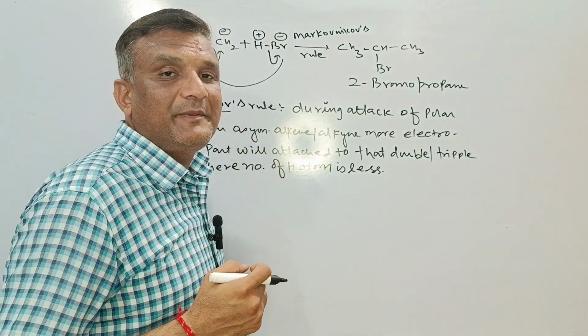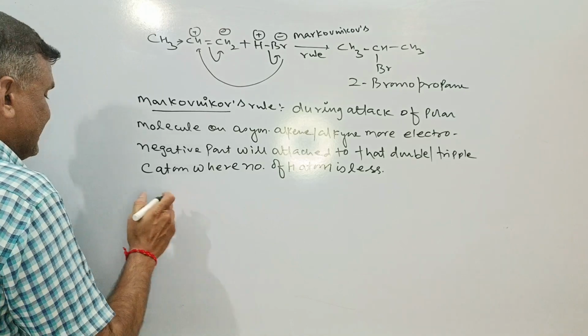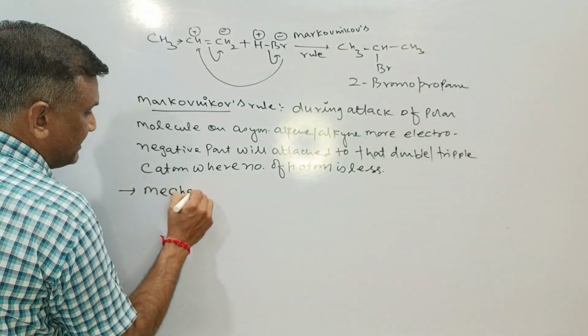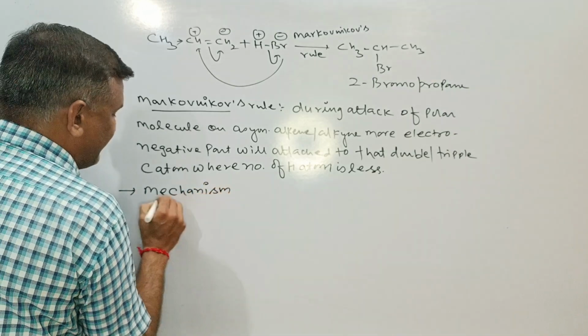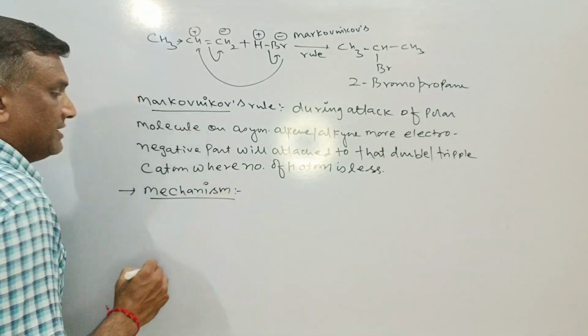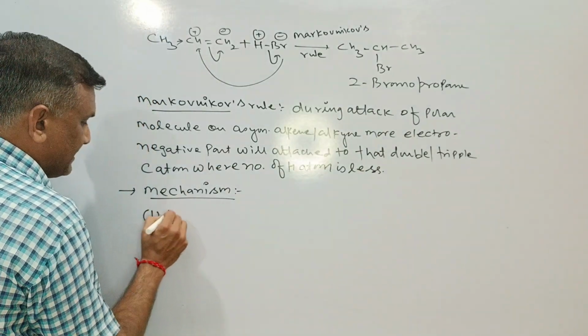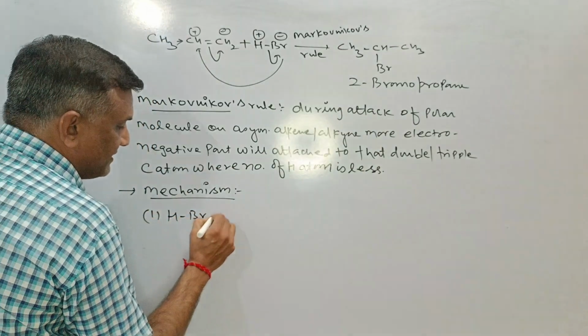Here will not just be the formation of 1-bromopropane. We can explain it by the mechanism. This is the most important, and it was also important in class 11th. First of all, if we go with the chain initiation step, then here is the HBr.